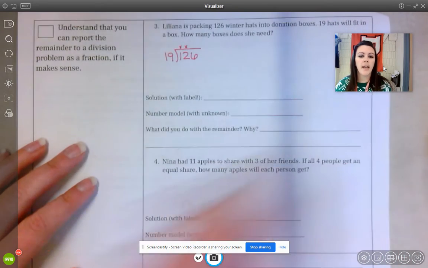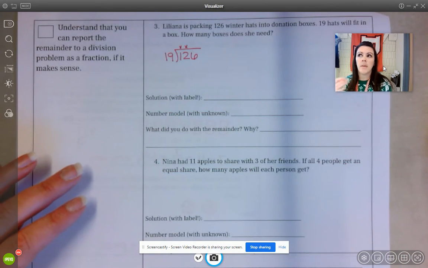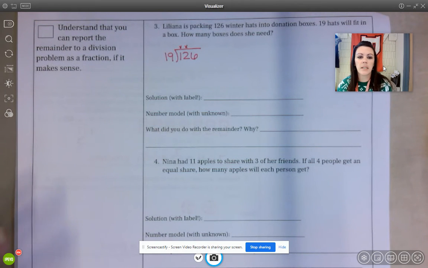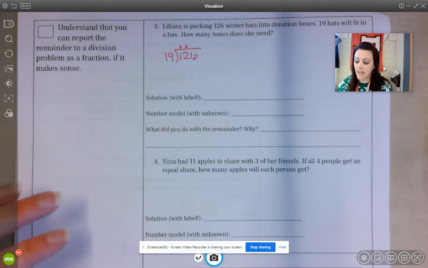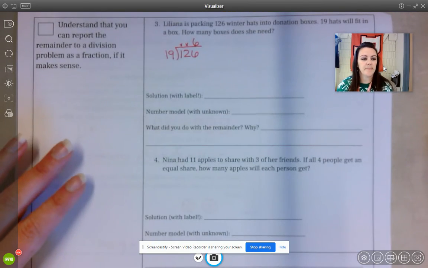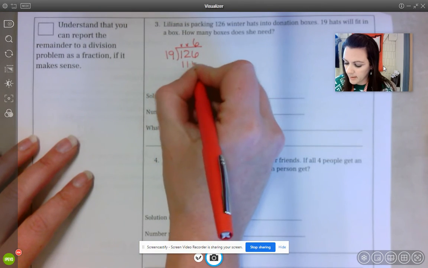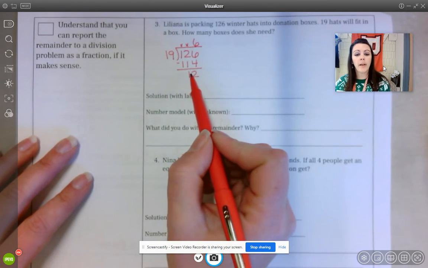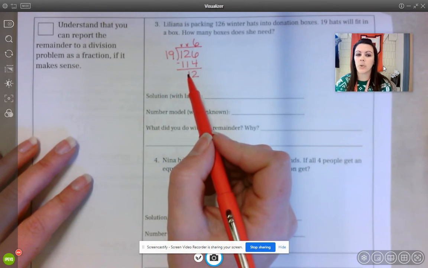So off to the side, you should have some scrap work. Maybe you tried 19 times 4, 19 times 5, 19 times 6, 19 times 7 before you were able to figure out the answer. How many times does 19 go into 126? It goes in 6 times. What is 6 times 19? It should be 114. When I subtract, I get a remainder of 12. That 12 is extra hats that didn't fit into a box.